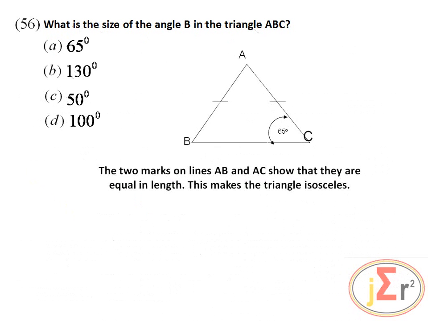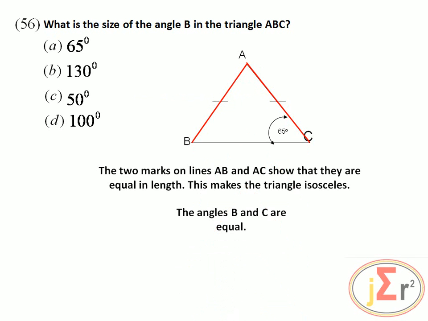What is the size of the angle B in the triangle ABC? The two marks on lines AB and AC show that they are equal in length. This makes the triangle isosceles. So there we have the two marks, and we are saying that the angles B and C are equal.